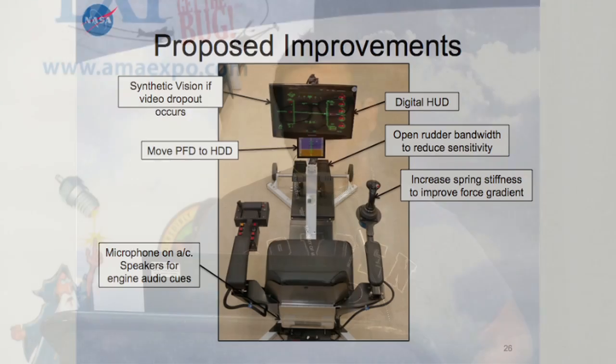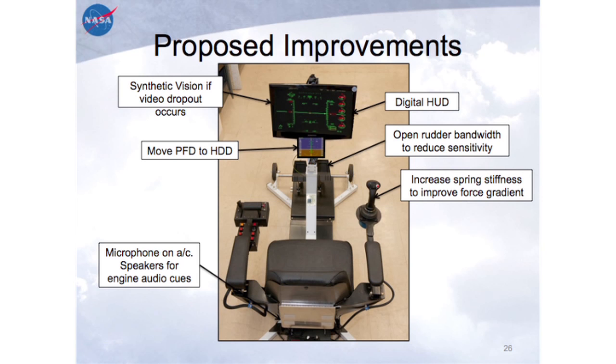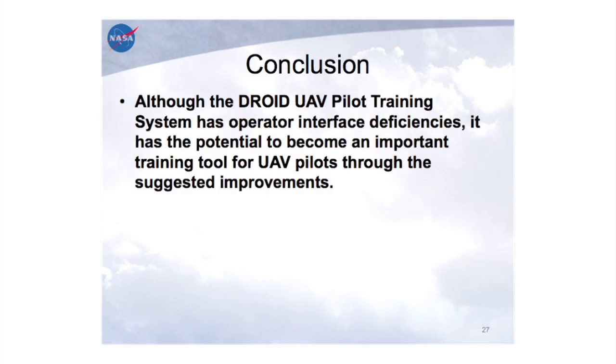And of course, this is an overall way of improving the system that we're having. It's some of the research that I'm still doing now, even though I'm not at DROID right now, I'm doing it at the university. So in conclusion, even though the DROID pilot has deficiencies, I think it still has the potential to be an important training tool for UAV pilots through just the suggested improvements. Thank you.